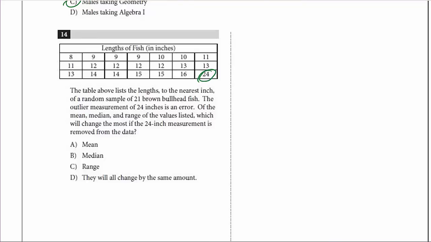If you take that 24 out, you have 21 samples here. If you find the mean, that's not going to change a whole lot. And I don't believe it's going to be the median either, because the numbers in the middle are right around in here, and they're all kind of the same. But look at the range, the largest value minus the smallest. 24 minus 8 is 16. But if you delete this value and do 16 minus 8, that changes quite a bit. That changes by 8 inches, so it's going to be C.